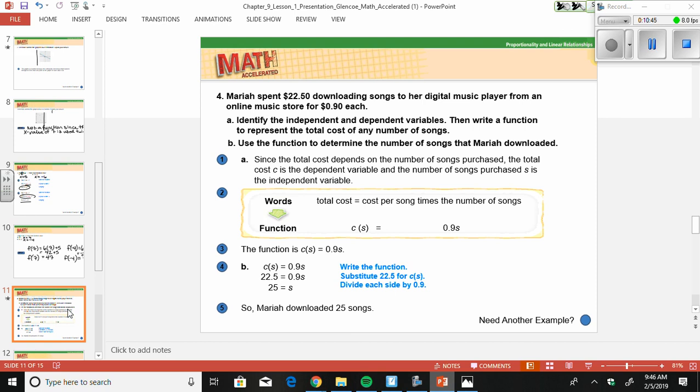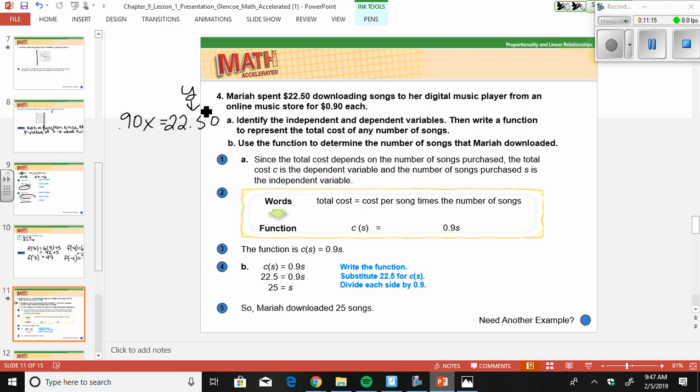Okay, so going back, Mariah spent $22.50 downloading her songs. So $22.50 is what she spent. How did she get to that amount? Well, she paid for each song at 90 cents a piece, but we don't know how many, so that's why we put the x here. So what this tells me is that I have a y value here of $22.50, or a function of $22.50.